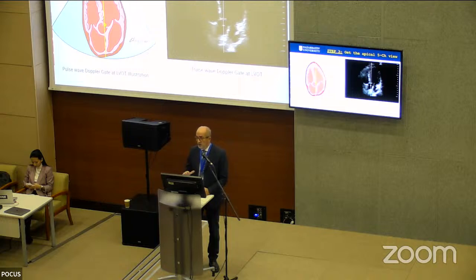Then we move to the apical view in order to get the Doppler sample of the left ventricular outflow tract, so the velocity of the blood at this level. So we go to the 4-chamber view, we tilt the probe a little bit anteriorly, and then the LVOT will be open and the aortic valve should be visible. And we put the sample of the Doppler at the level of the left ventricular outflow tract.